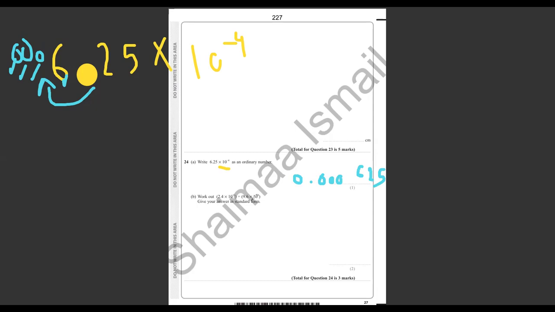And here, if you want to work out this dividing, so we say 2.4 multiplied by 10 here.